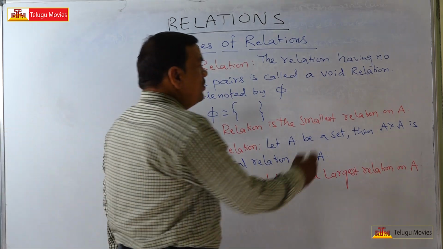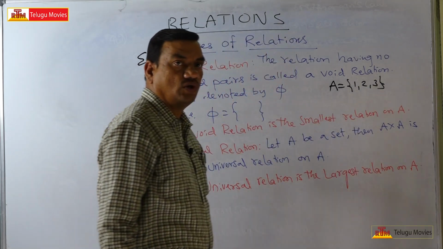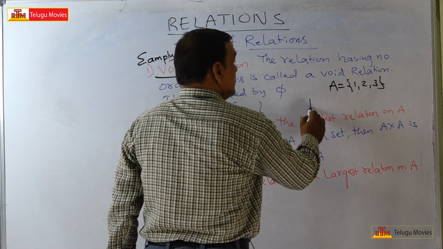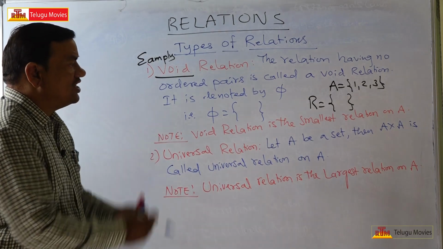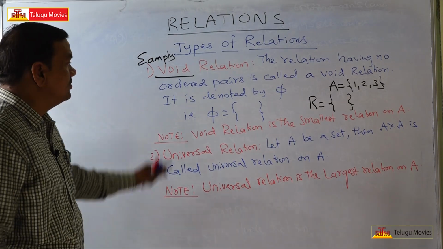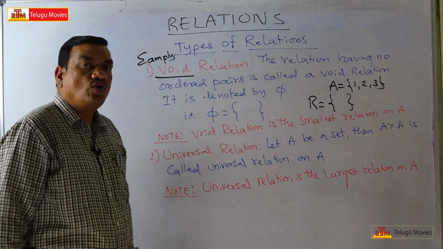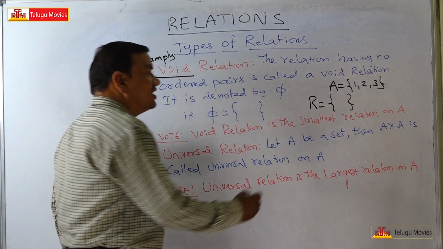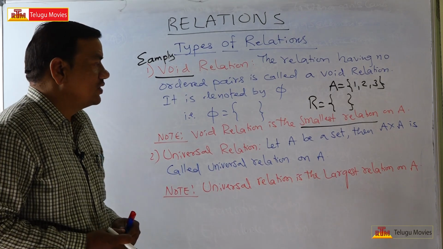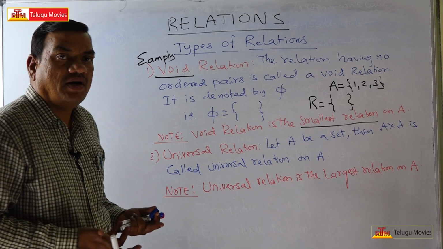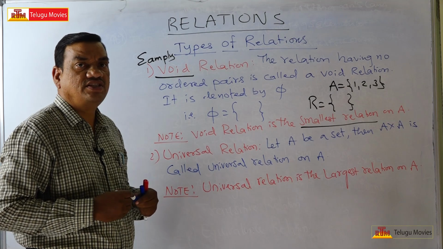For example, if A is a set, say 1, 2, 3, what is the void relation here? Your void relation is this: the relation does not contain any ordered pairs. Now we have a very important note: the void relation is the smallest relation on A. It is the very smallest one, because there are no ordered pairs in it.